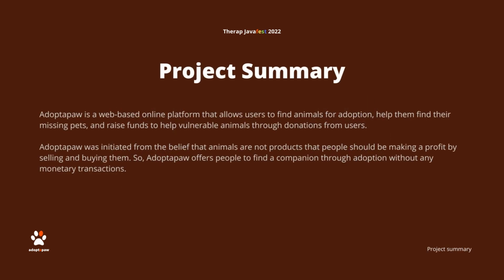Adoptapaw is a web-based online platform that allows users to find animals for adoption, help them find their missing pets, and raise funds to help vulnerable animals through donations from users.